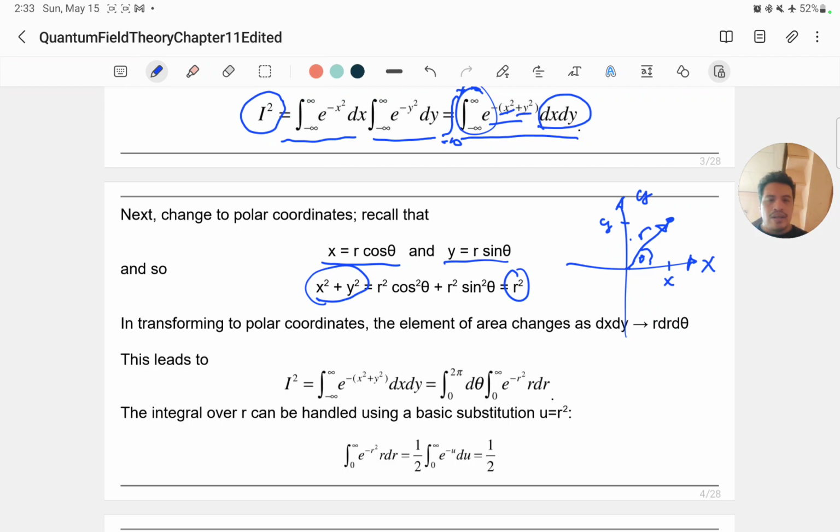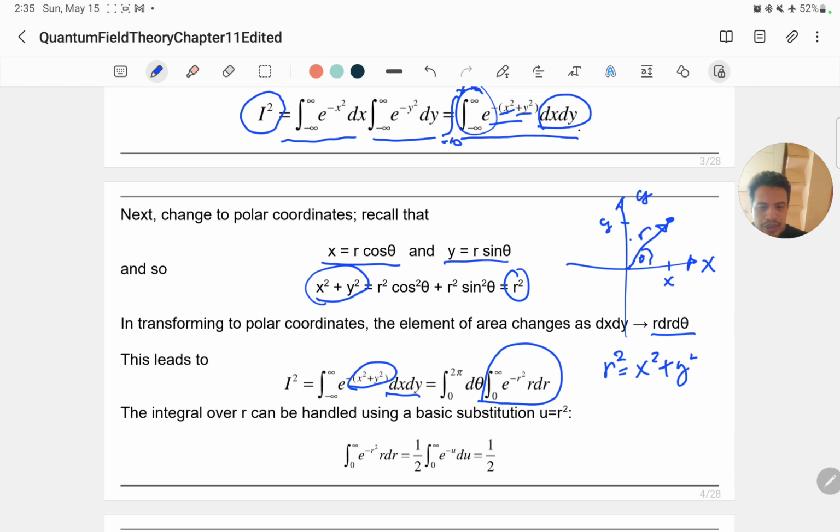And so your r square is equal to x square plus y square. So you can write that as r. And now dx dy is an element of surface area in the xy plane, but in polar coordinates it becomes r dr d theta. So you have to replace that here, and then you have now a simple integral of r.